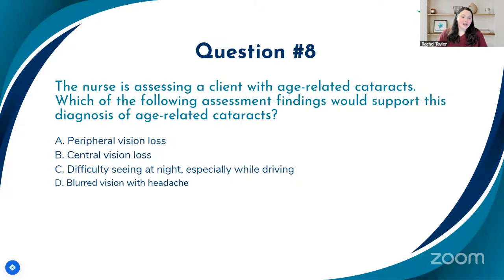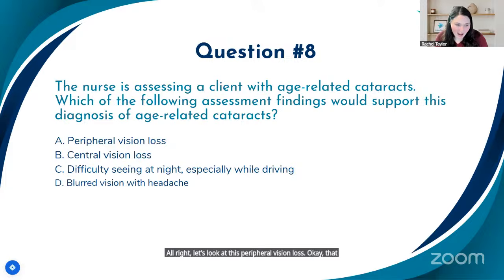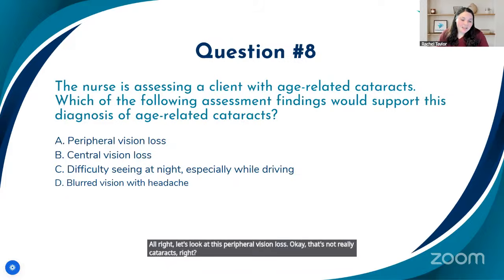All right, let's look at this. Peripheral vision loss. Okay, that's not really cataracts, right? Same thing with central vision loss. What I do expect to see here is they will have difficulty seeing at night. So I'm going to say yes to C, and I don't expect that blurred vision.